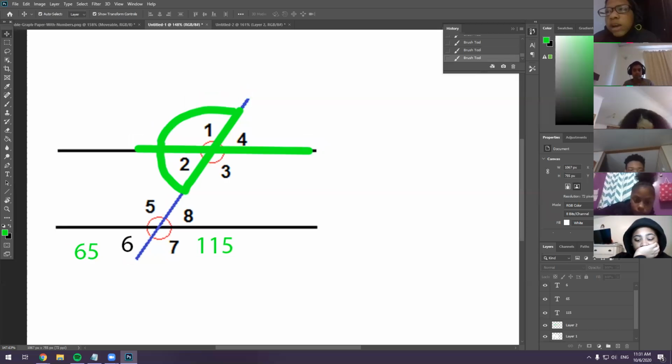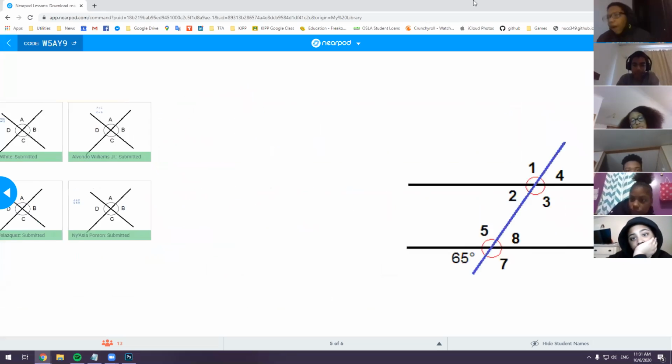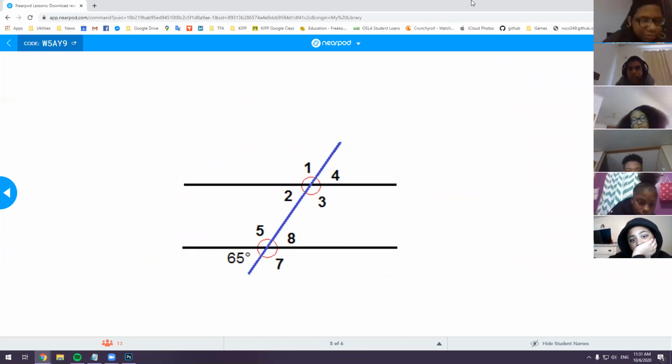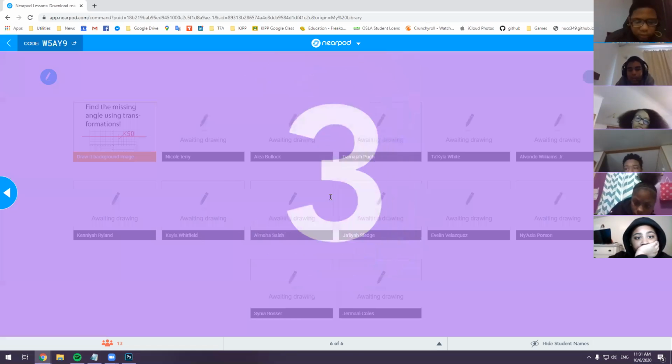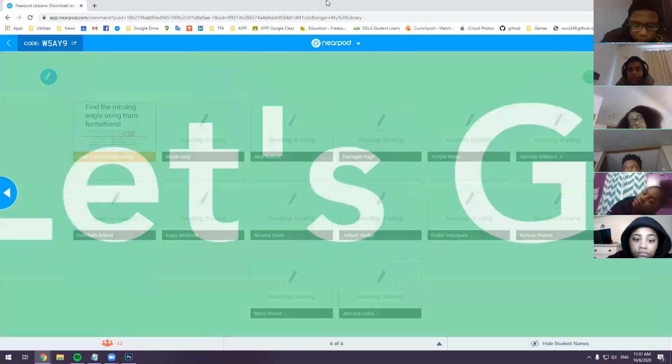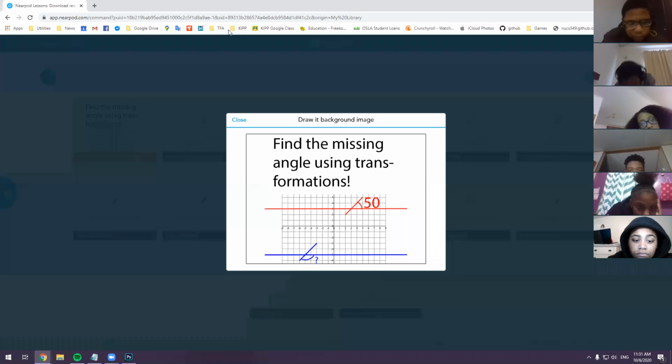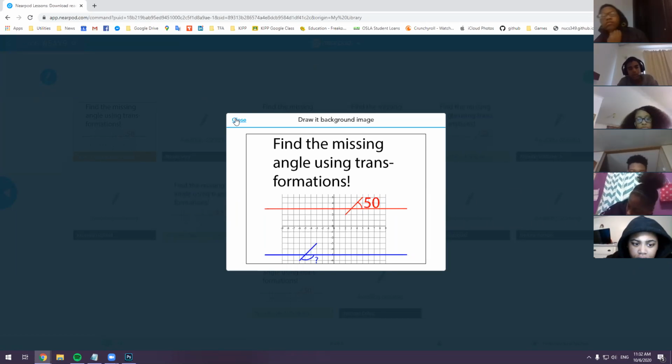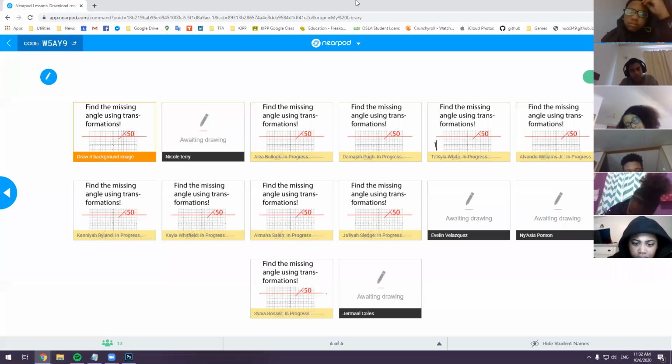So let's go to our Nearpod one more time, and we're going to work on our final problem for today. Your problem will look very similar to the do now. I give you an angle of 50 degrees up at the top, and there's a question mark at the bottom. So what is the degrees of that question mark angle? Use what you know about transversal angles, parallel lines, and supplementals, and figure out how you can get it.